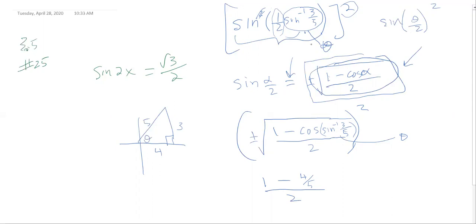Now, if you had a calculator, you just throw the whole thing in, and ultimately you would get this answer down here, which is what? 5 minus 4/10, right?